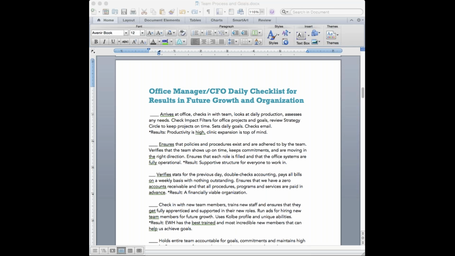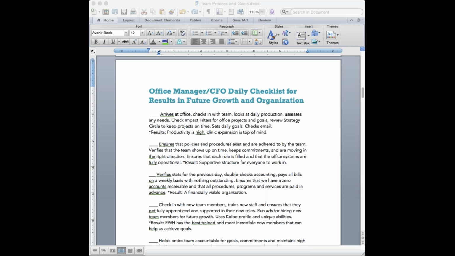So let's dive in. First piece, you're going to arrive at the office. You're going to check in with the team and really look at daily productions and assess the needs. So daily productions, looking at how many patient visits are scheduled, how many new patients, some of those things. You're going to check impact filters.